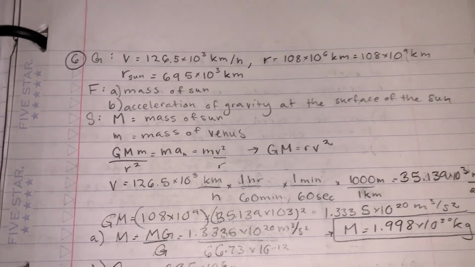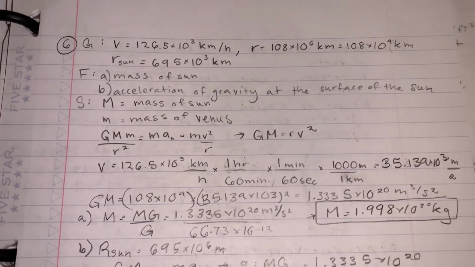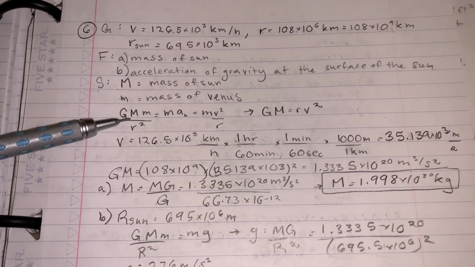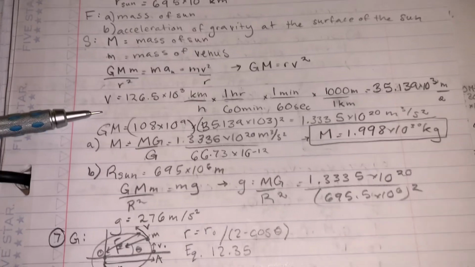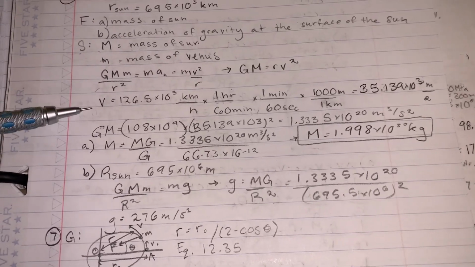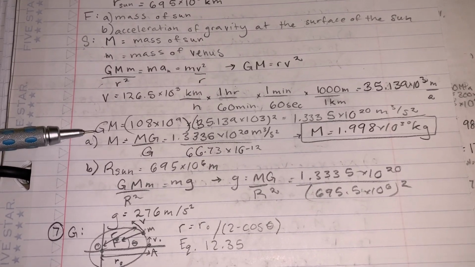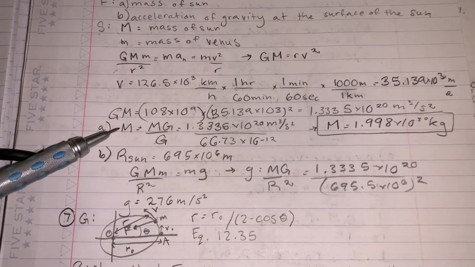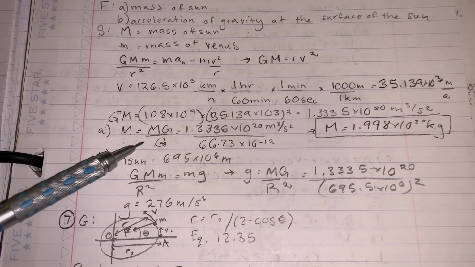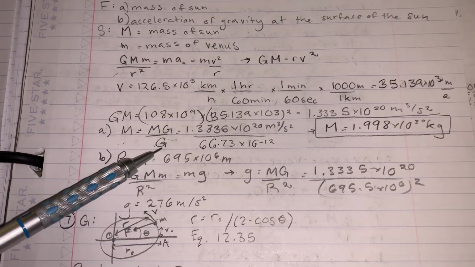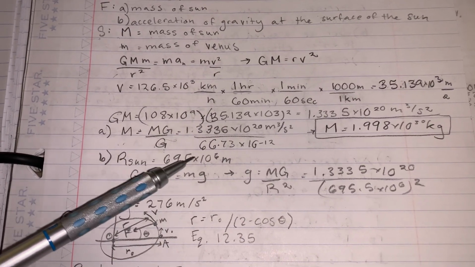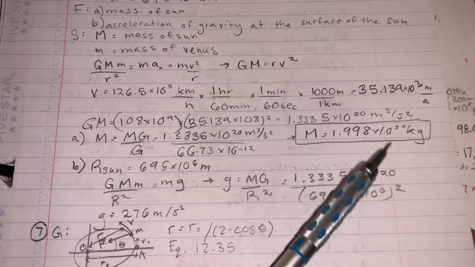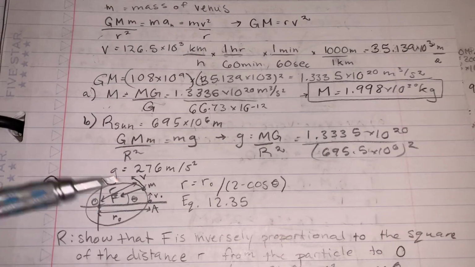The next problem is asking for the mass of the sun and the acceleration of gravity at the surface of the sun. So we know these, we have this equation, we convert to the velocity, we have our GM as this, and then to solve for M, we can just divide GM by G, and then we get 1.998 times 10 to the 30 kilograms.